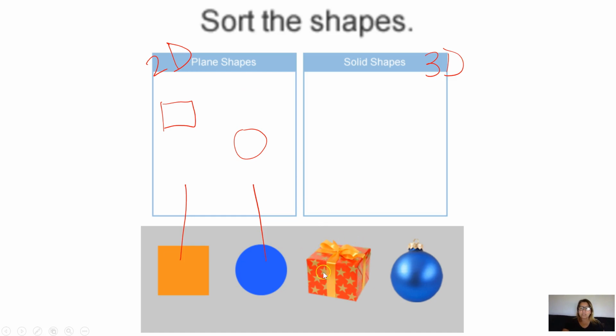The next thing that we see here is a gift, or a present. We are going to draw what it resembles. So it is a cube, and we know that that is a solid shape. So this would go with the 3D shapes. Then the last object that we have here to sort is an ornament. So we have a sphere, and that is a solid shape or a 3D shape.